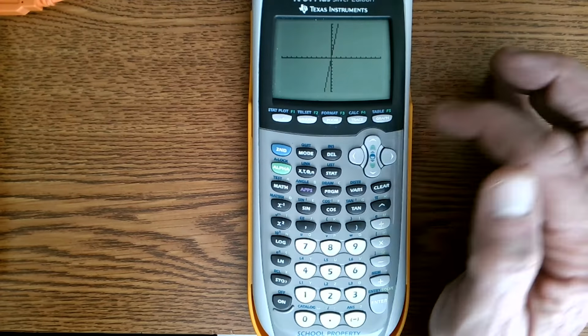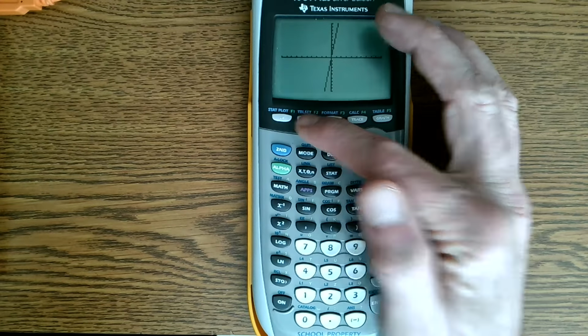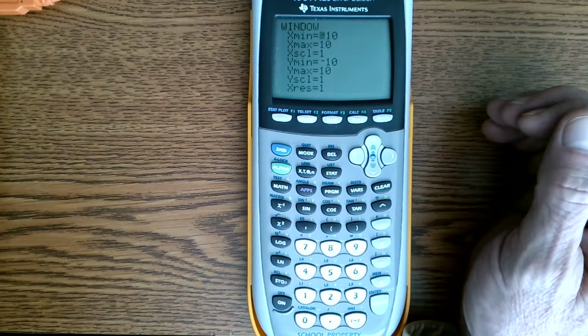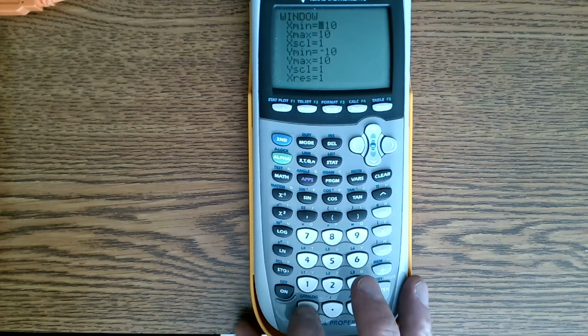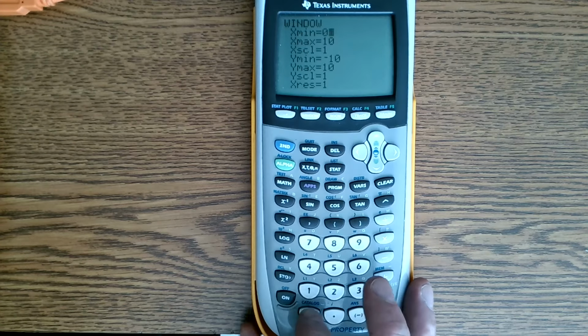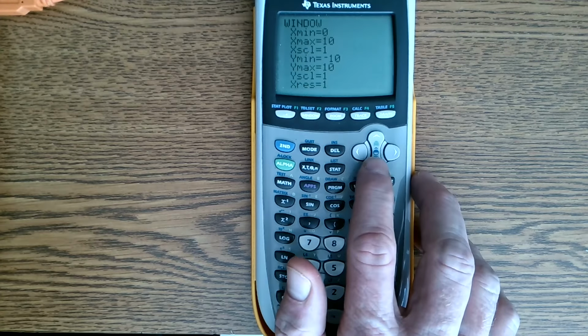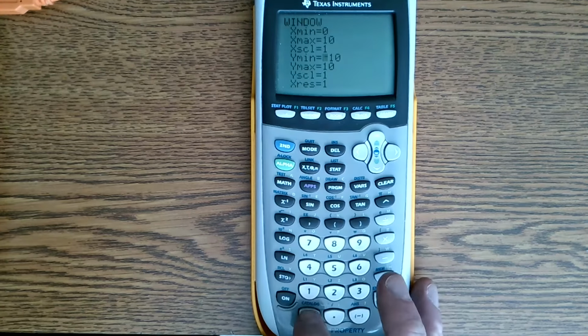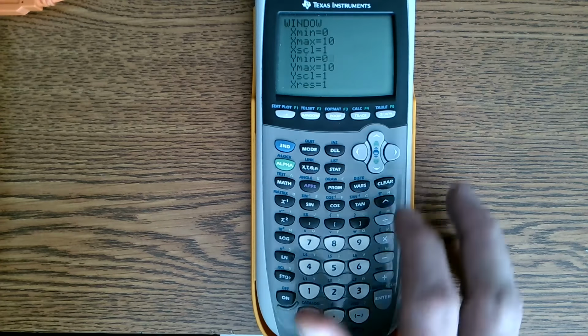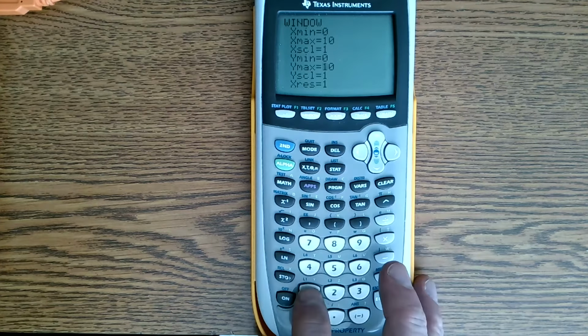So to get a better picture of that real world situation, we go back to our window key and we can reset our window. Well, if you think about quadrant 1, the X minimum is going to be 0. We can keep that X max at 10 for right now. Scale of 1 would be great. Y minimum, which is the cost, would also be 0. Let's bump this Y max up to about $100.